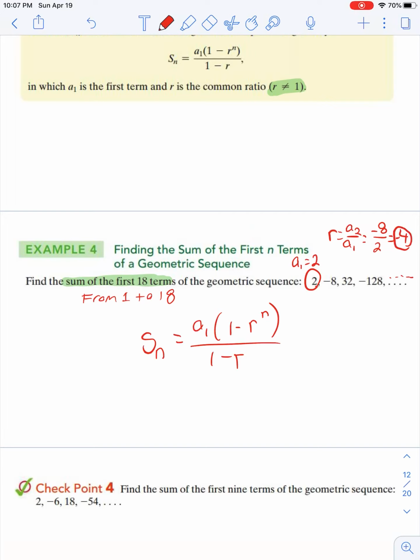Okay. And then there's one last thing that we're missing here. We're missing our number of terms. So if we're going from 1 to 18, that's going to be 18 terms. So what we're going to do is plug directly into this.